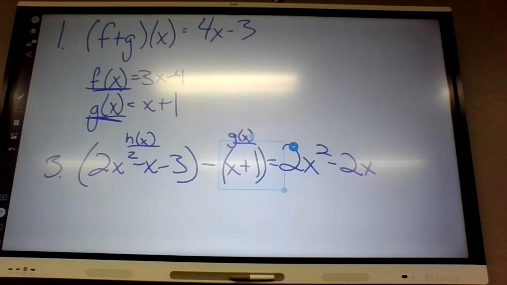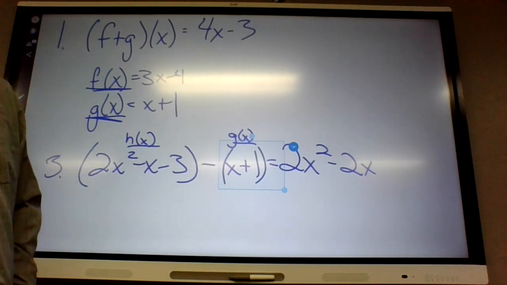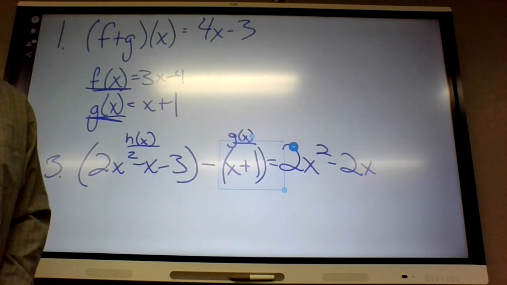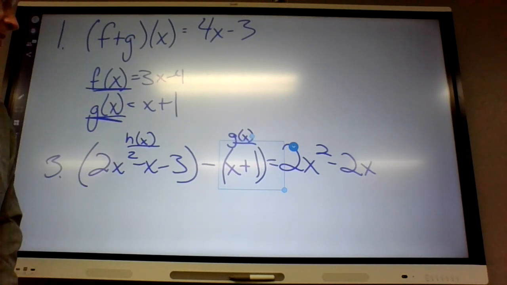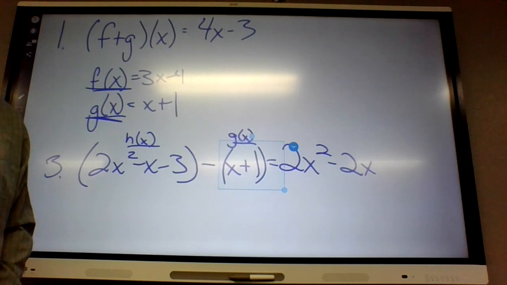Is x always going to be x plus 1? No, that's g of x. I got it from the directions. It's just h minus g. We're subtracting the two functions. I'm looking at that, but it doesn't say. The directions are up above.